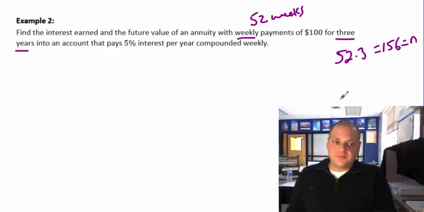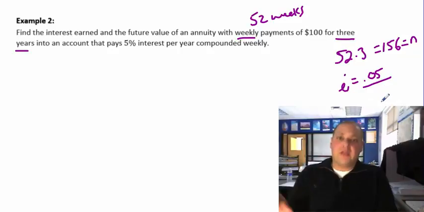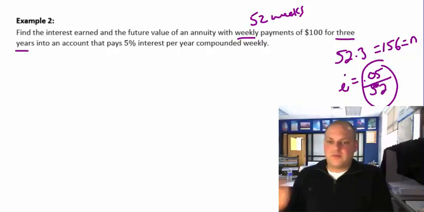I is going to be the interest rate, 0.05, divided by the number of payments per period. So that's 52, divided by 52. That's the one I didn't do. I didn't do 0.05 divided, so I'm just going to leave it as 0.05 divided by 52.